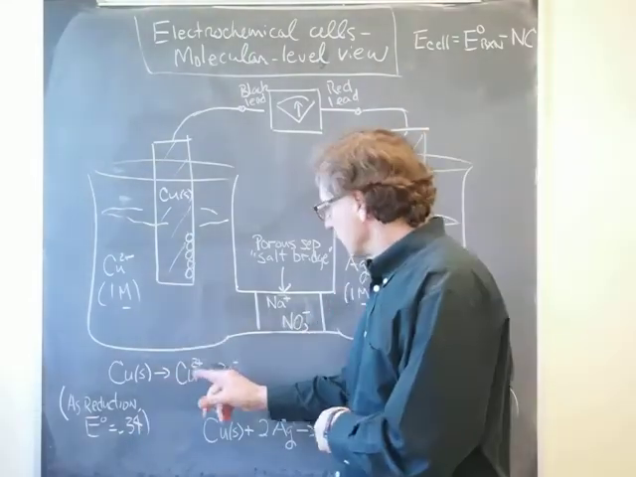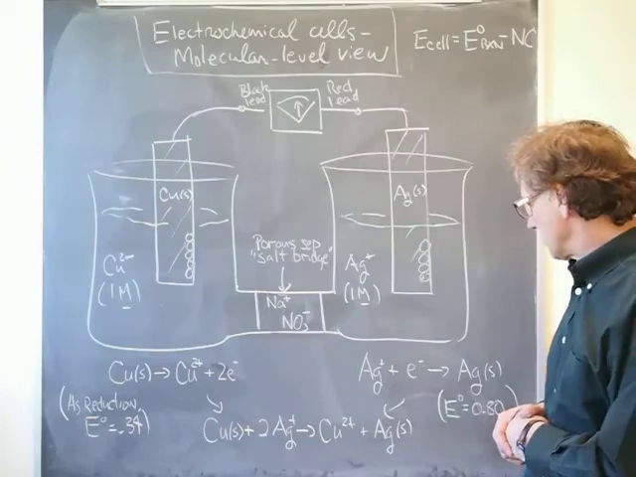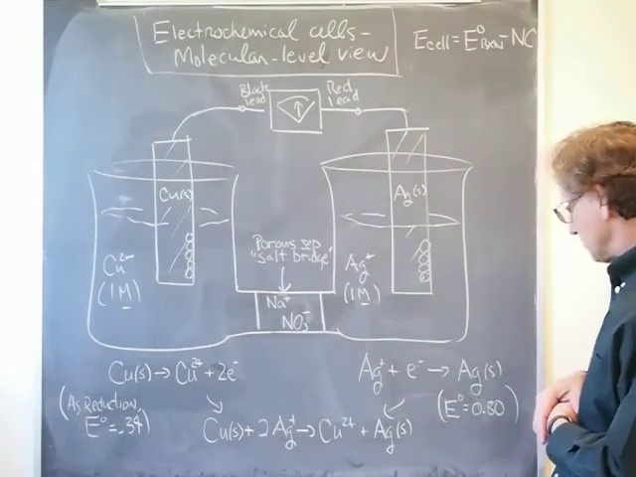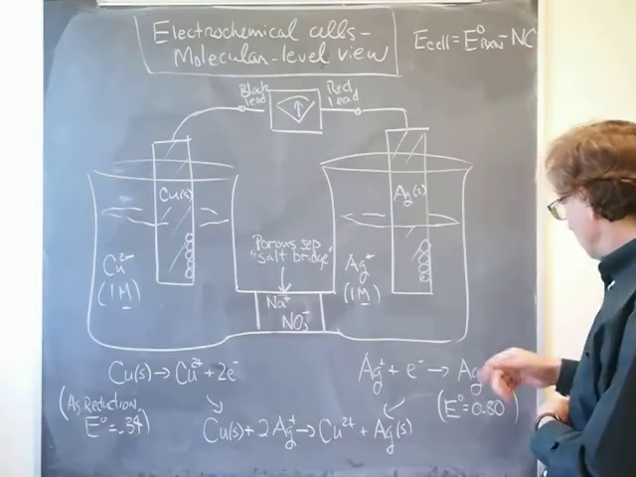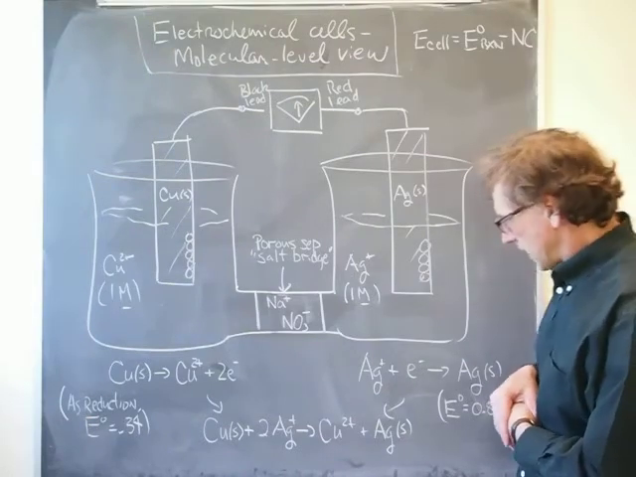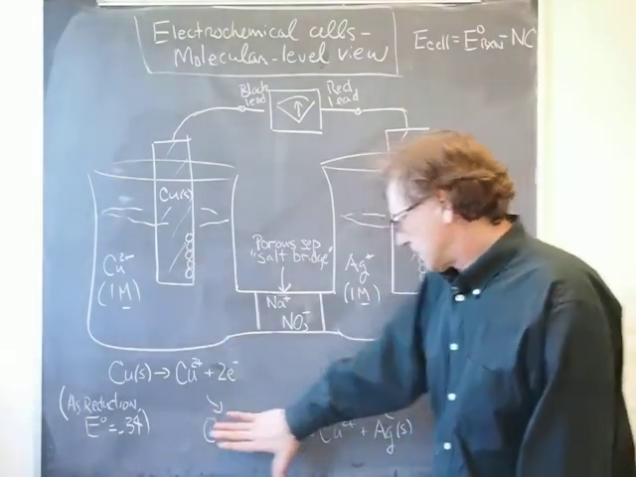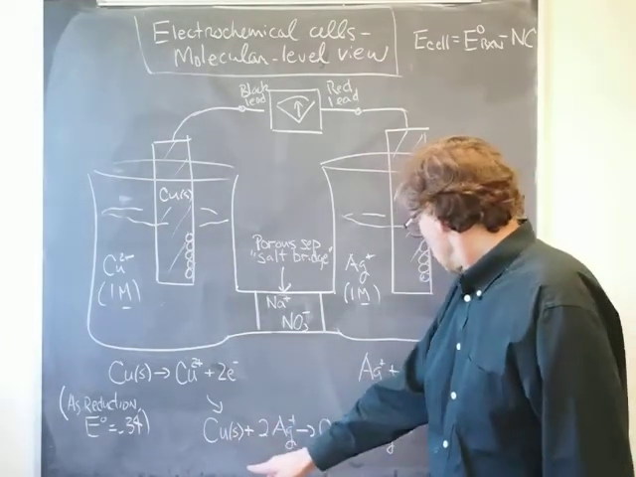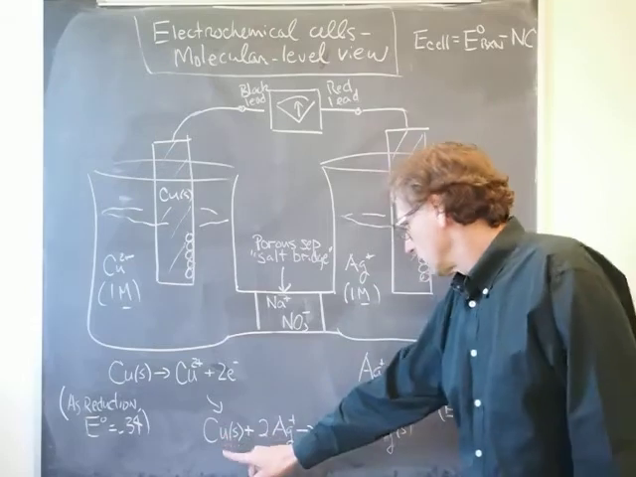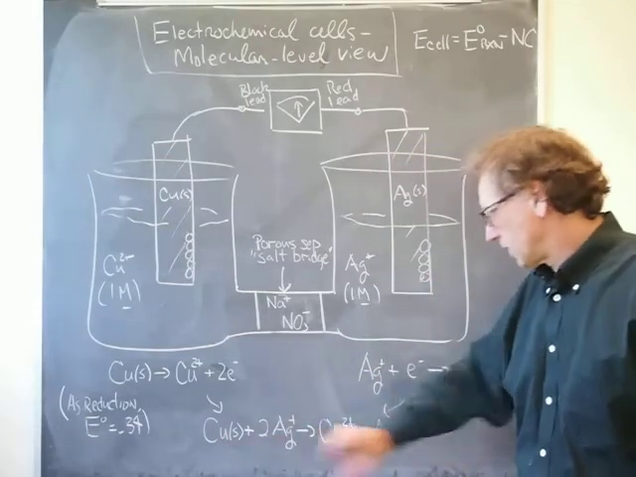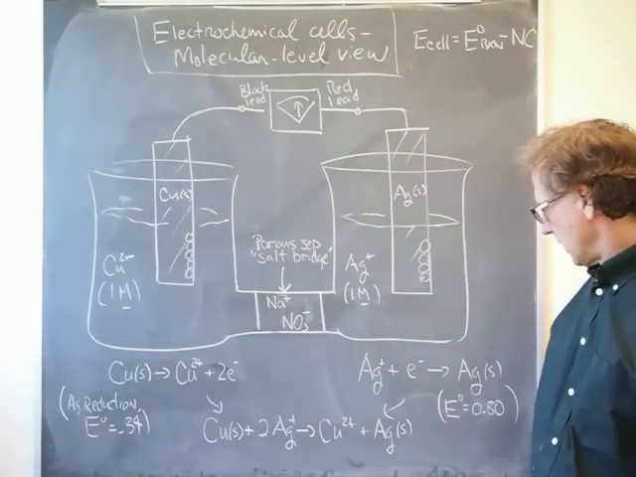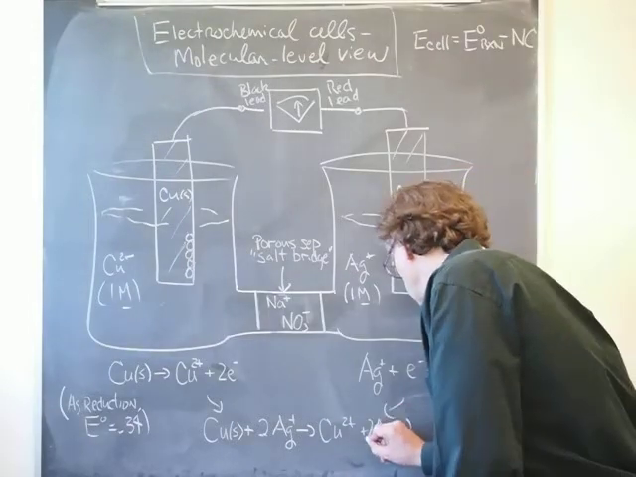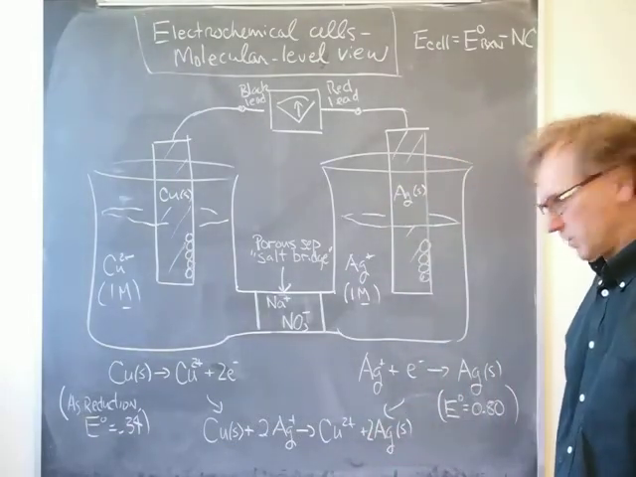Solid copper goes to copper 2+ plus a couple of electrons. Here at this electrode, Ag+ picks up an electron and becomes solid silver. And here I've written the net ionic equation, which couples those: solid copper combines with 2 silver ions to produce copper 2+ and 2 solid silvers.